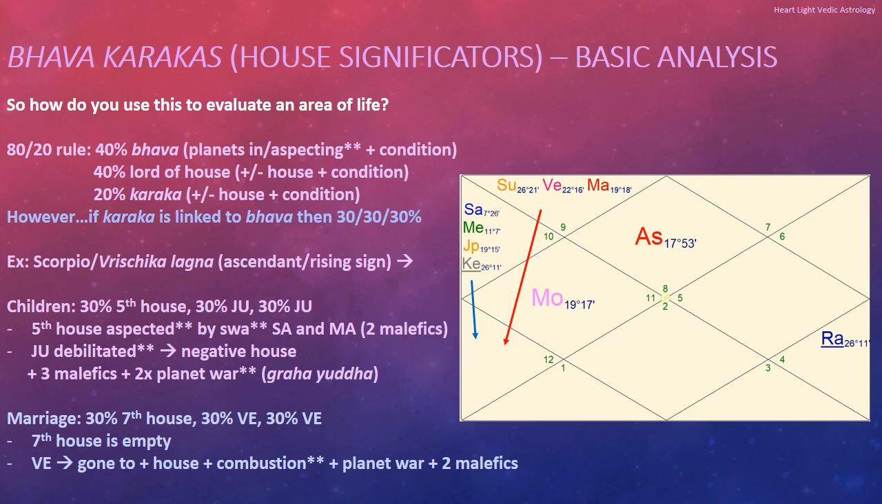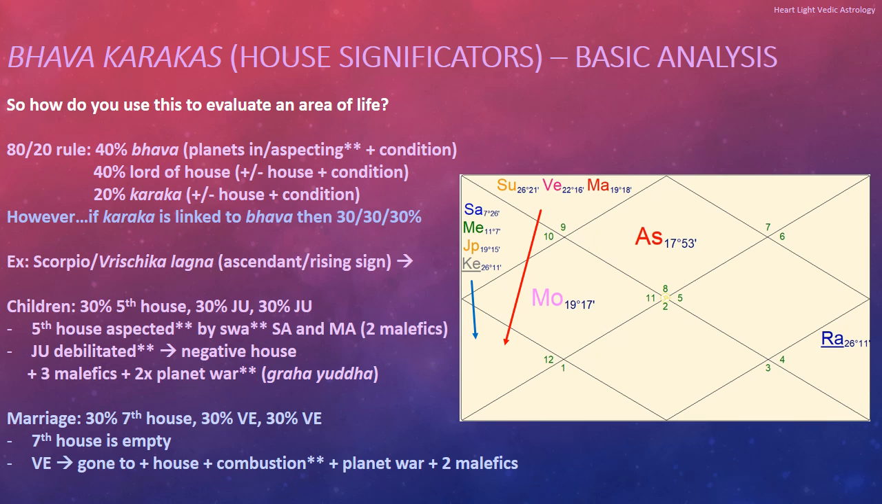Okay. Now let's look at marriage for this person. So, marriage. Are we going to use the 80-20 rule, or are we going to use the 30-30-30 rule here? Well, marriage. The Lord of the seventh house. So to evaluate marriage, we would look at the seventh house. The Lord of the seventh house is Venus. So Venus, the Bhava Karaka, is linked to the house. So we would use the 30-30 rule.